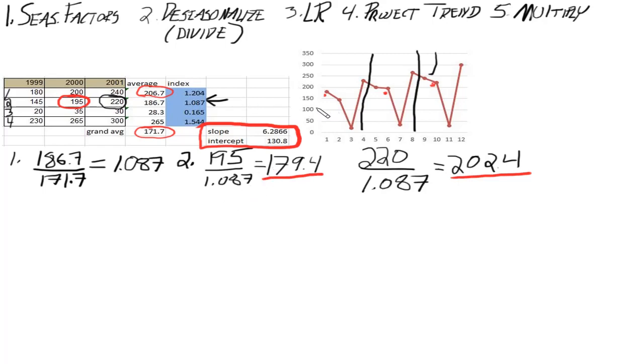You can see that the intercept is 130, so that would be somewhere around here, and the slope is a little over 6, so we have 12 periods worth of growth. So 12 times 6.2866 is 75. So adding that on to 130, by the time we get to the far side here, we're at 205. So we're right around there.